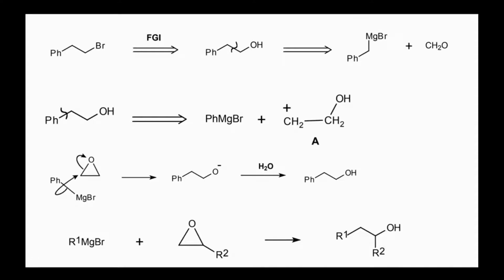And the last step is also summarizing how you can use Grignard reagent for the ring opening reactions of cyclic ethers. Epoxides are basically cyclic ethers. They can undergo ring opening reaction to give you the alcohols.